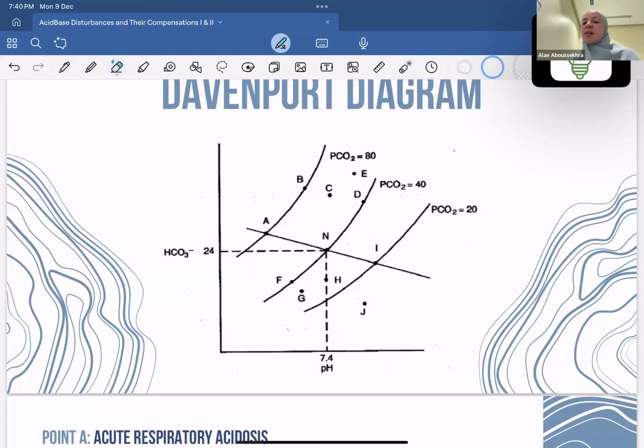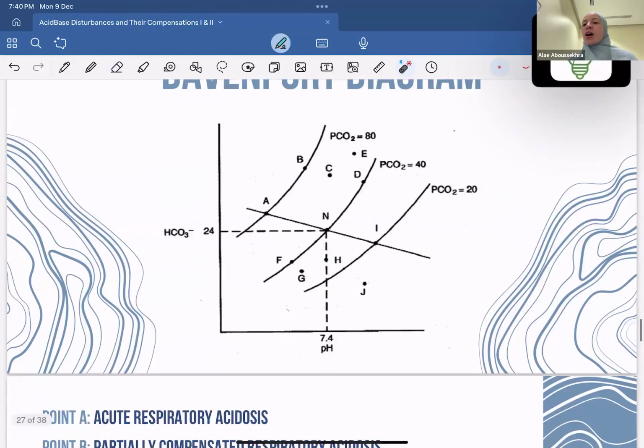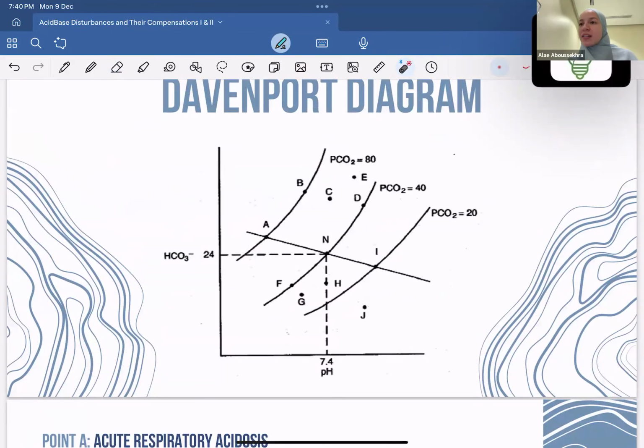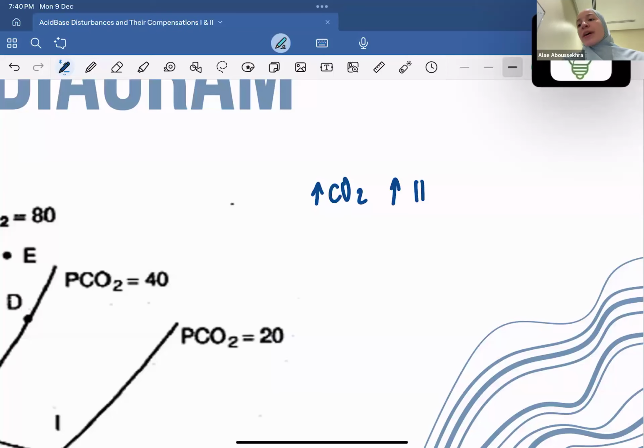Why? Because the point is at a normal pH. So the pH was brought back to normal, like here, as I said. So a completely compensated acidosis, the pH goes back to normal. But there's still a disturbance in the CO2 and bicarbonate because the organs are trying to compensate. So we can't really know for sure what caused the issue. We just know that there was an increase in CO2 and an increase in bicarbonate.